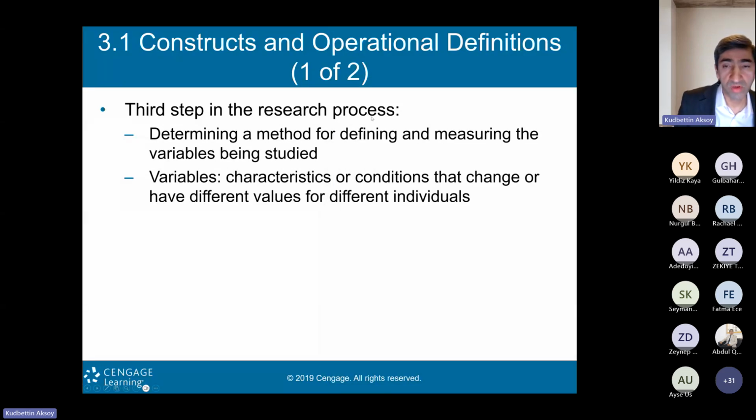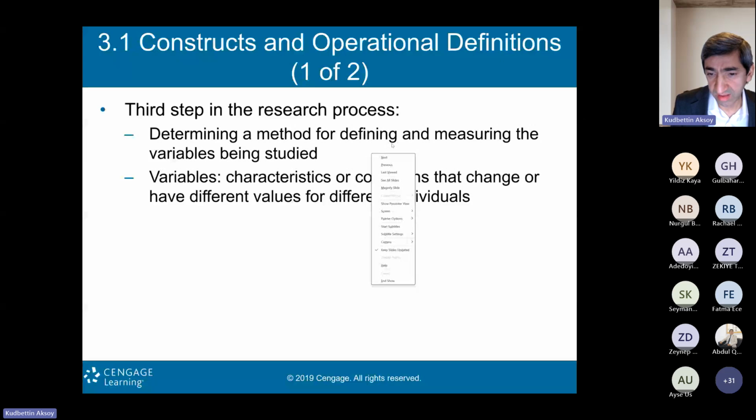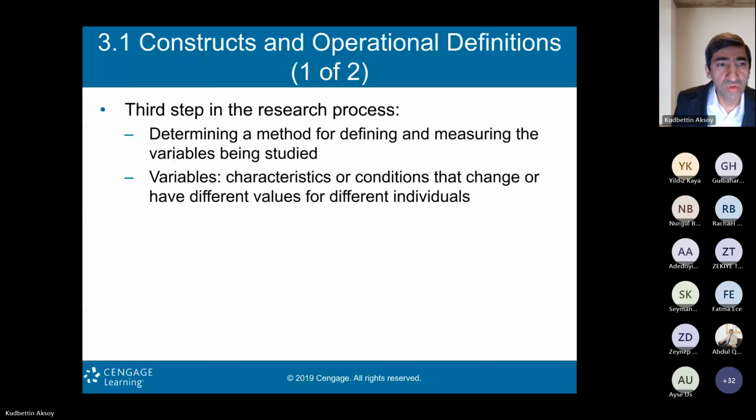So in a research process, we previously talked about the literature review, creating the research problem, etc. The next step is defining our variables and measuring. As I said, I will demonstrate this with an example, hopefully. The third step is to determine a method for defining and measuring variables.